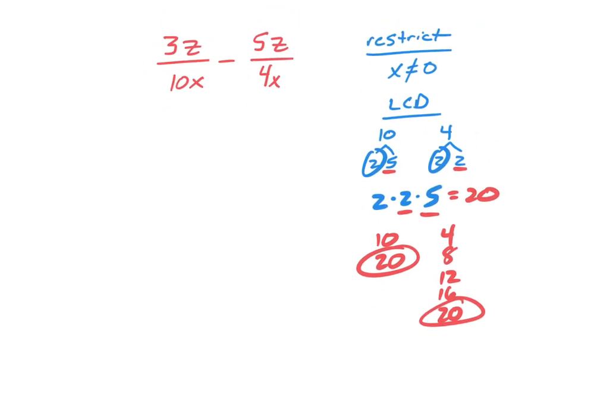So 20 is my LCD, with an x. So 20x is going to be my least common denominator. This one, I've got to multiply by 2 on top and bottom. This one, I've got to multiply by 5 on top and bottom.